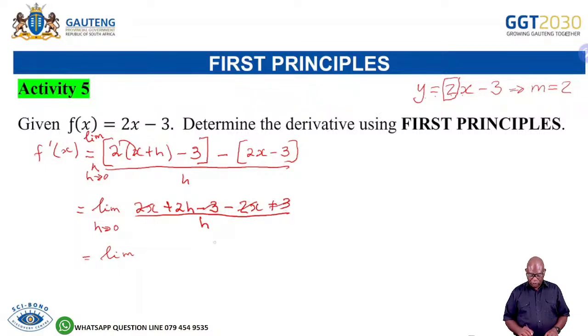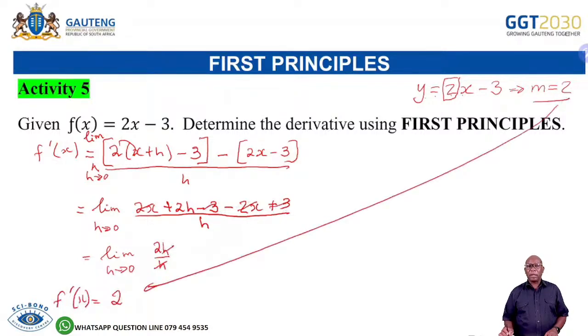What am I left with now? I'm left with 2h over h. When h is approaching 0, the h and the h cancels out. I'm left with that number. That number is now my gradient. Then I said the gradient of that line is 2. That is the gradient of that line is also 2. So that is how we calculate this by using the first principles.